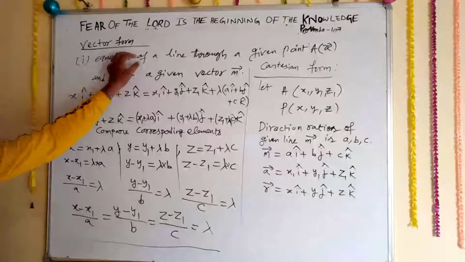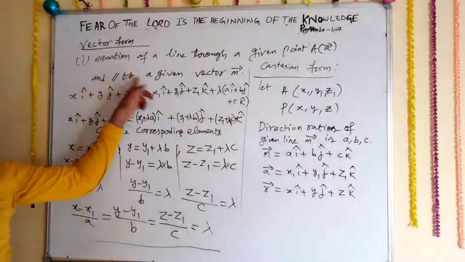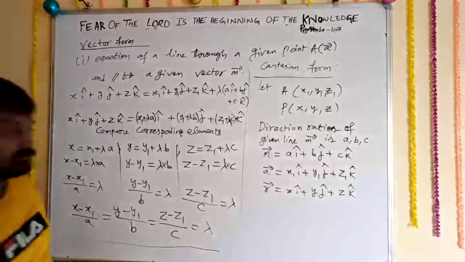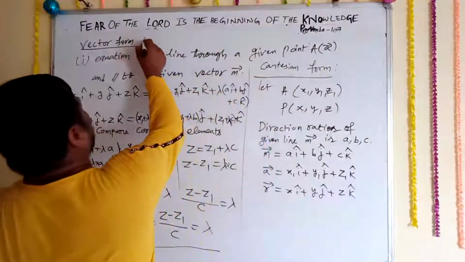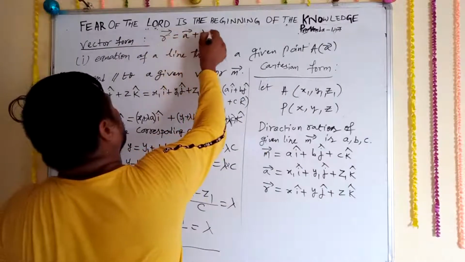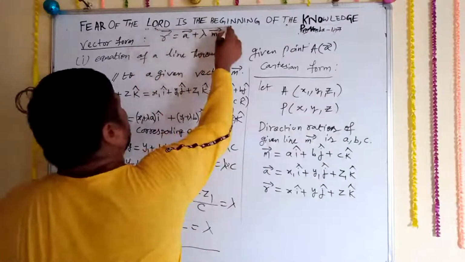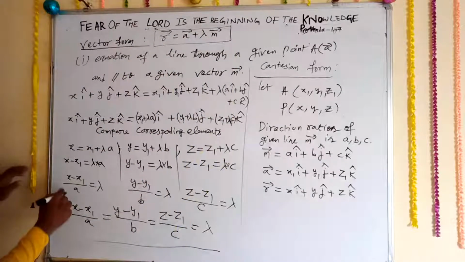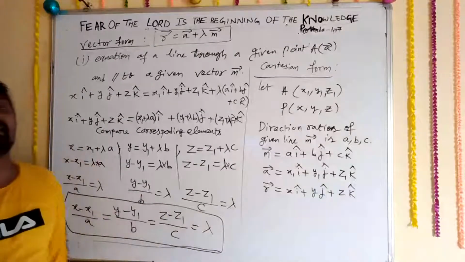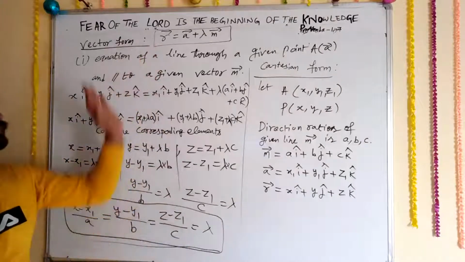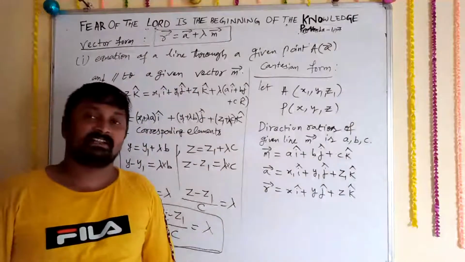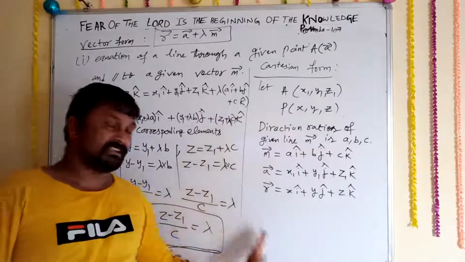So the equation of a line passing through a point A and parallel to the given vector m, in Cartesian form, is this. Again I'm writing, vector form is nothing but R vector is equal to A vector plus lambda m vector. This is your vector form for the line equation, and this part is the Cartesian form for the line equation. So kindly remember these two forms. How it was derived, I was explaining to you. I hope you all understood, and if you have not understood, inform me so that I will explain again.